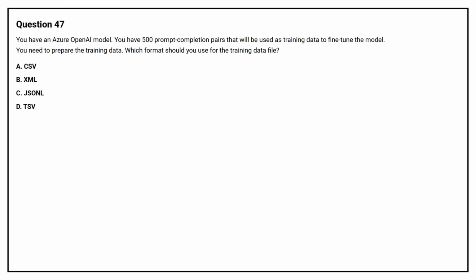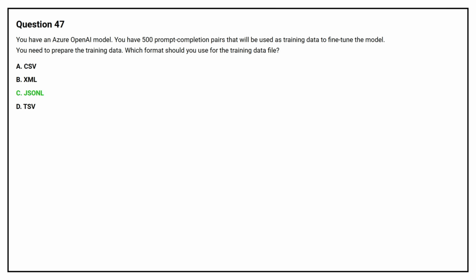Question number 47. You have an Azure OpenAI model. You have 500 prompt completion pairs that will be used as training data to fine-tune the model. You need to prepare the training data. Which format should you use for the training data file? Option A, CSV. Option B, XML. Option C, JSON-L. Option D, TSV.